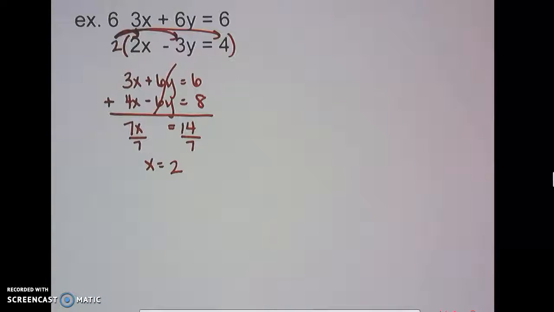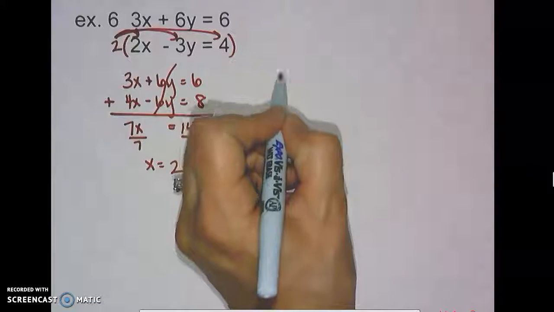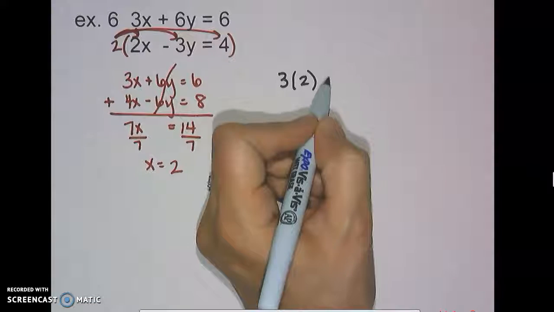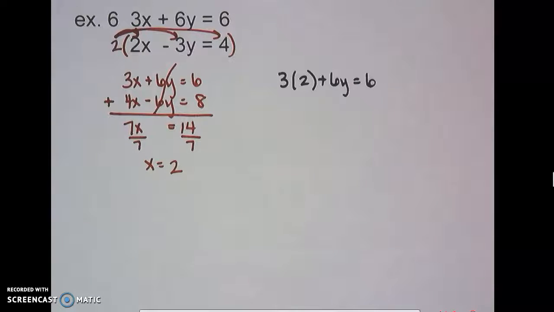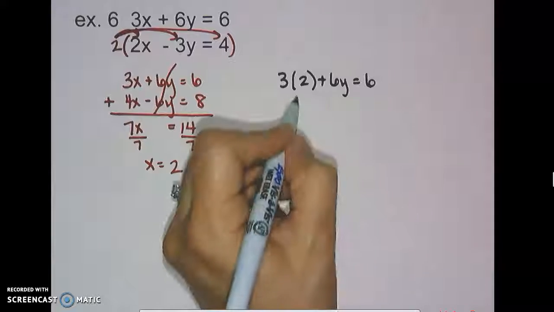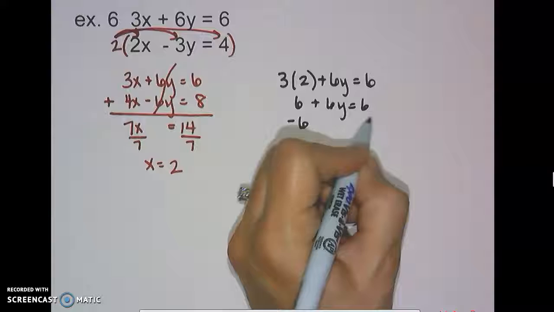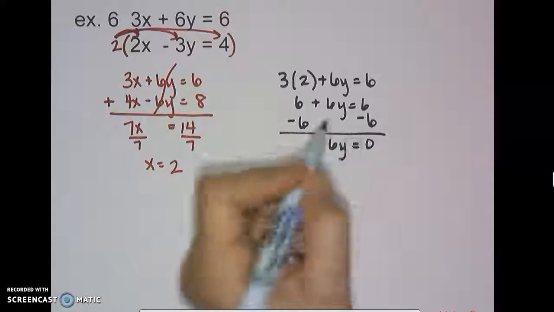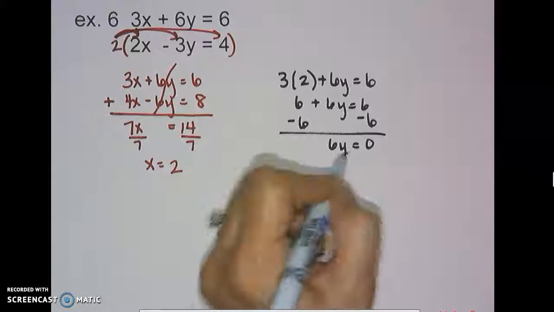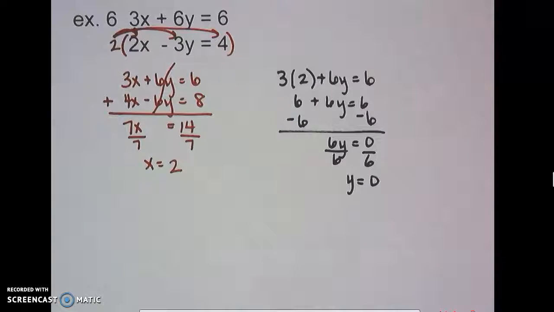Now we're going to take that answer and substitute it back into one of the original equations. So I'm going to choose the top equation again. So we have 3, we got 2 for our x value, plus 6y equals 6. So we're substituting that value in. That means that we would have 6 plus 6y equals 6. So subtracting 6 on both sides, we get 6y equals 0. And still dividing, y is going to equal 0.